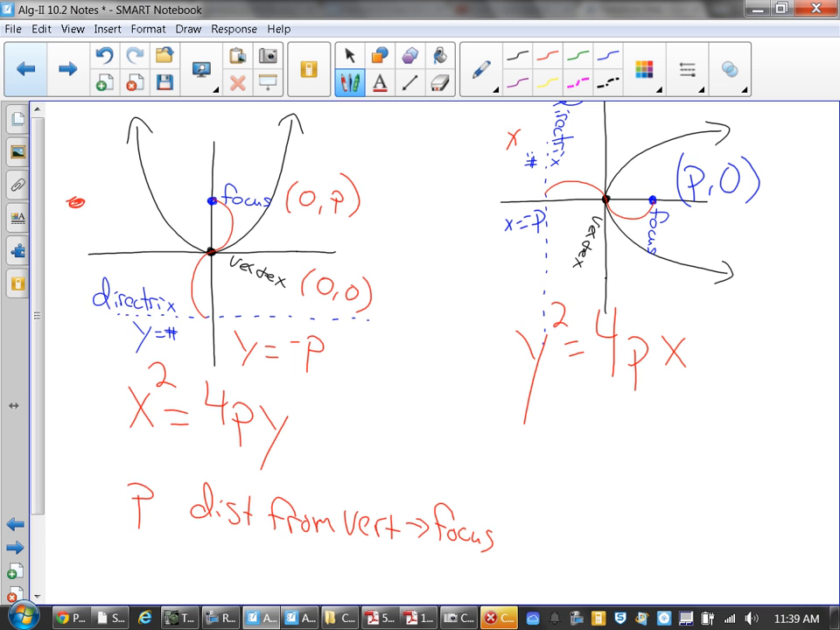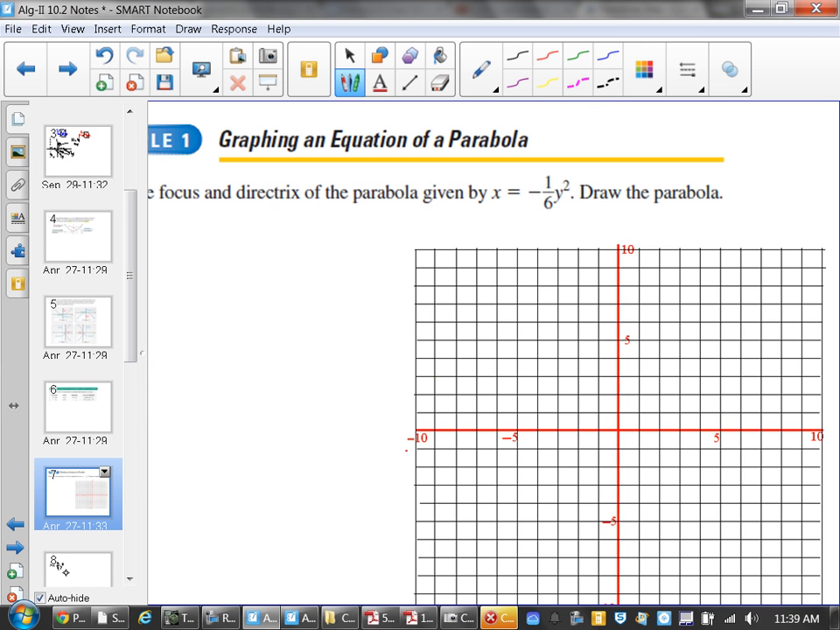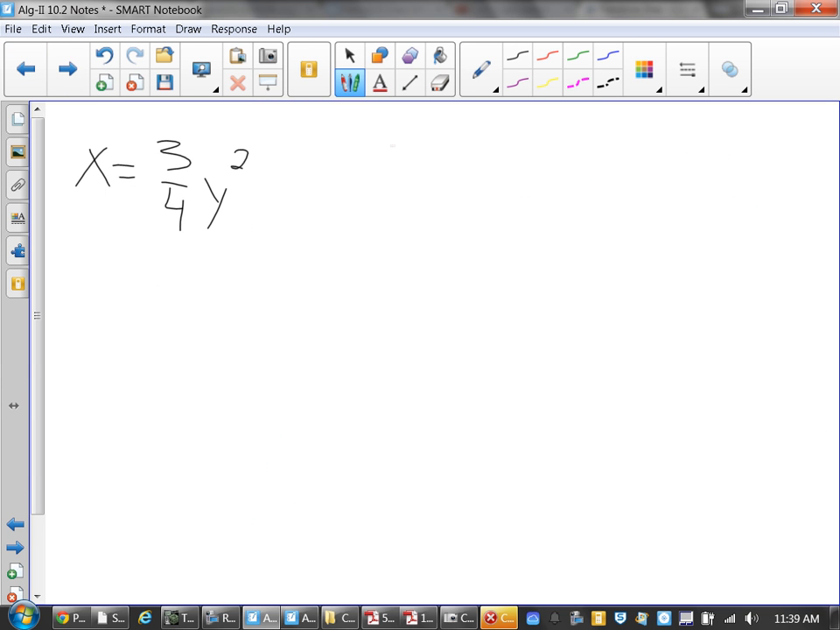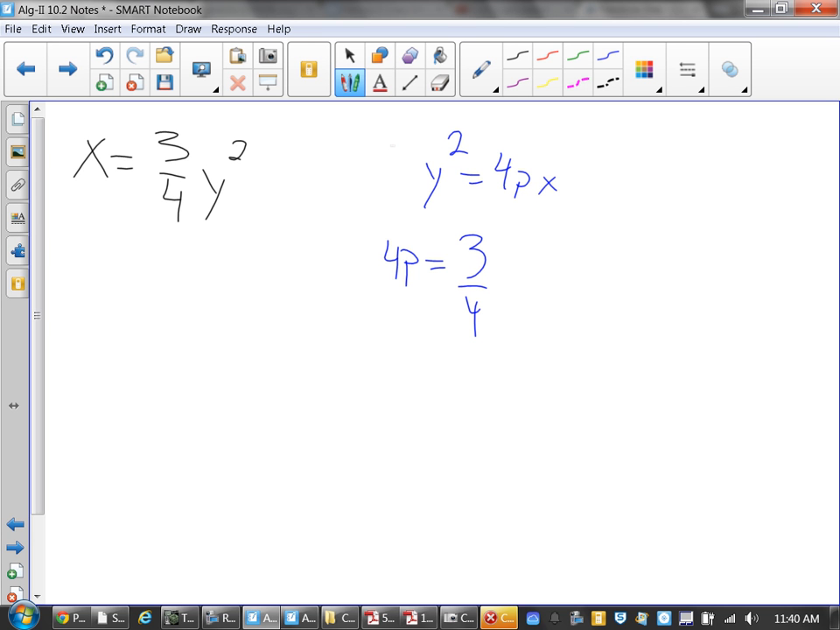Yes, ma'am? It's x equals the equation's coefficient times y squared. Correct. So what did you do? Is it a y squared or an x squared parabola? It's a y squared parabola, so I'm going to write down the generic equation: y squared equals 4px. And what do I set 4p equal to? 3x, never mind. 4p has to equal 3/4.